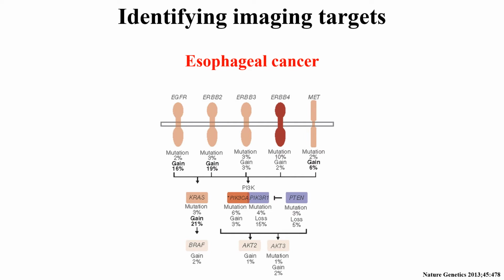We have performed gene expression profiling to look at the potential targets for imaging. Esophageal cancer is a heterogeneous disease. It arises from genetic predisposition, but in addition from reflux of acid and bile. So we've identified EGFR and ERBB2 as two promising targets for early detection in esophageal cancer.